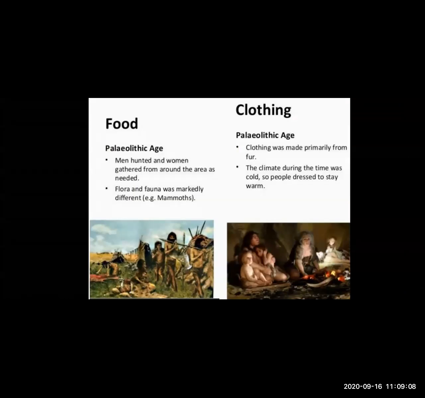Food in the Paleolithic age: men hunted and women gathered from around the areas as needed. Men hunted animals, and women gathered food grains that were present in the surrounding environment. Flora and fauna were markedly different: there were different types of fruits, vegetables, and flowers, and the animals were very different too.